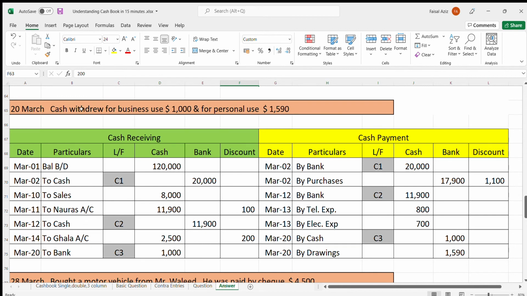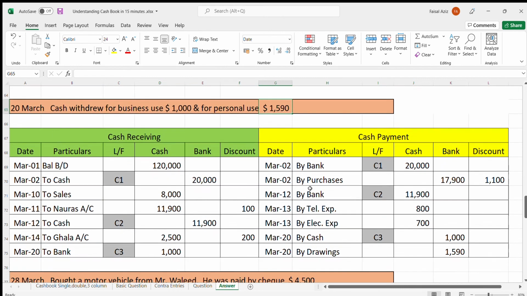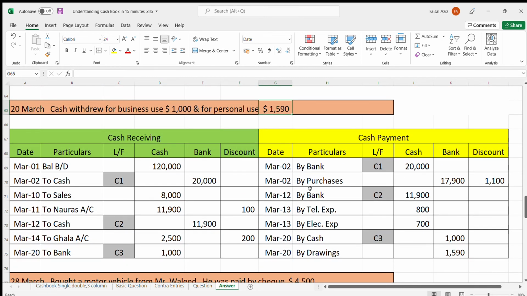Then on 20th of March, it mentioned that cash withdrew for business use $1,000 and for personal use $1,590. Viewers, when cash is withdrawn from the bank for office use, we will have to show this transaction as a contra entry. But for personal use, there will not be any contra entry. So here we have recorded to bank.